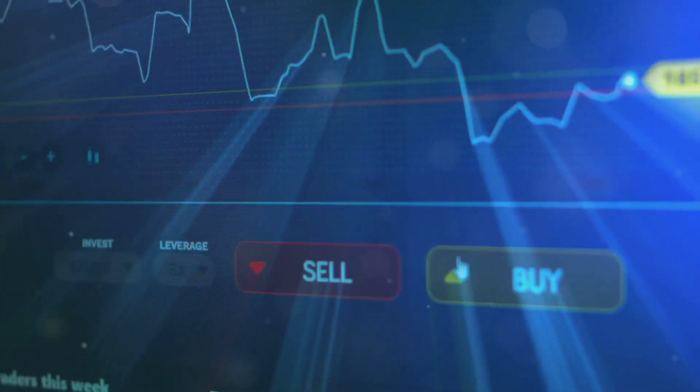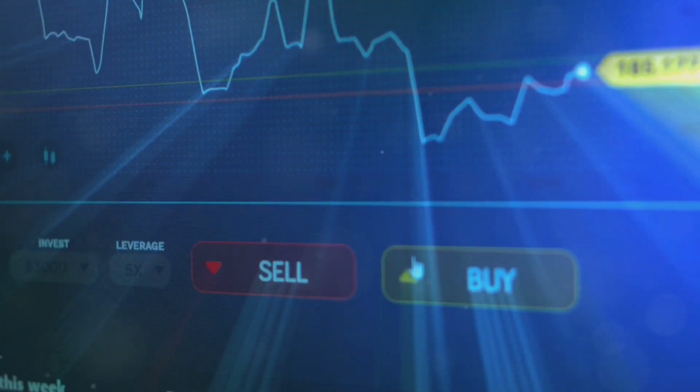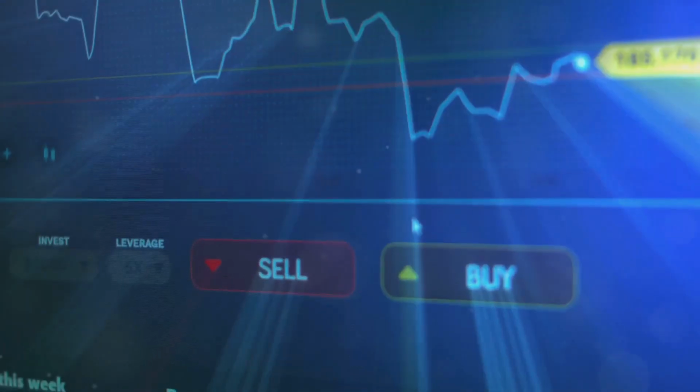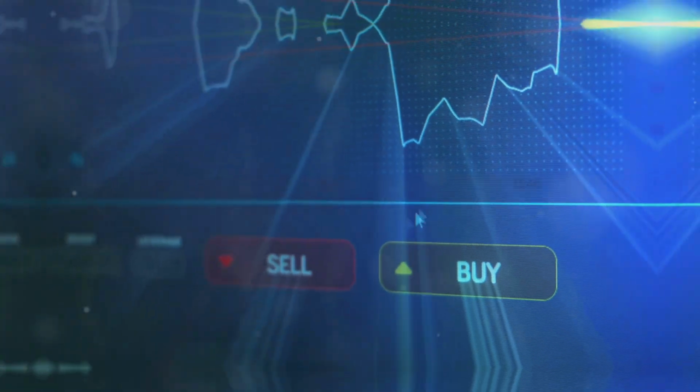Supertrend shows the trend based on volatility. It changes from green, indicating a bullish trend, to red, signaling a bearish trend, as the trend direction shifts.